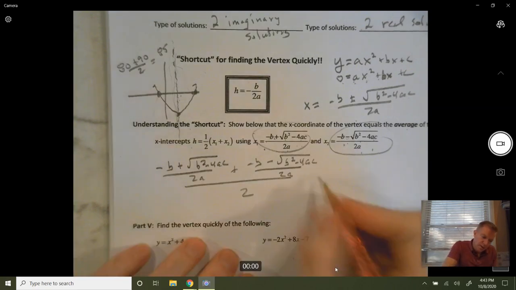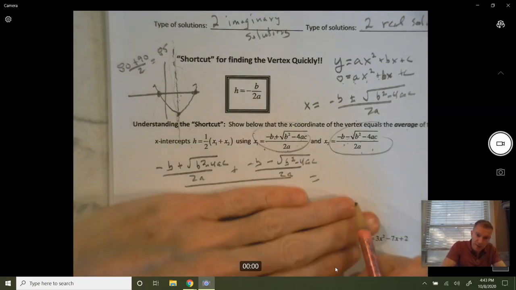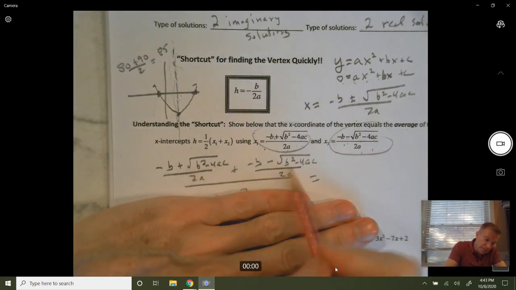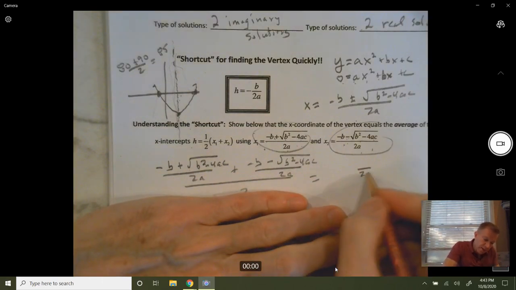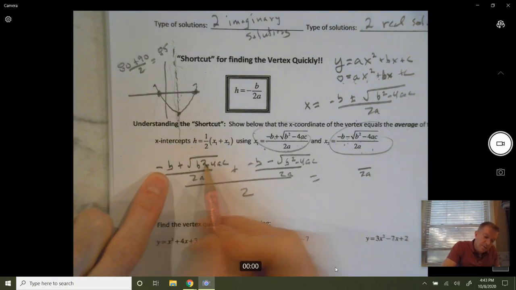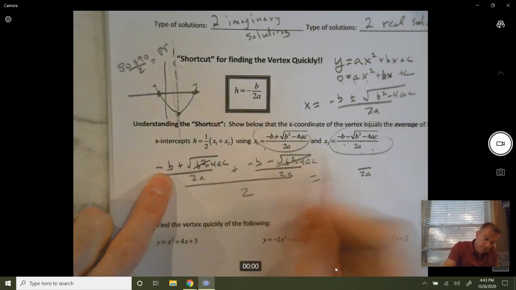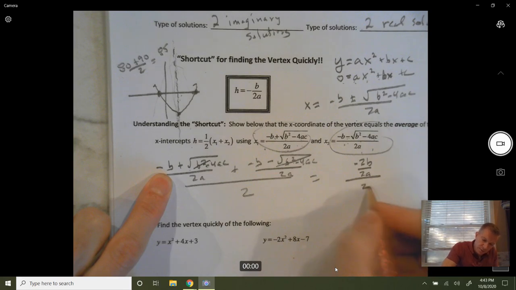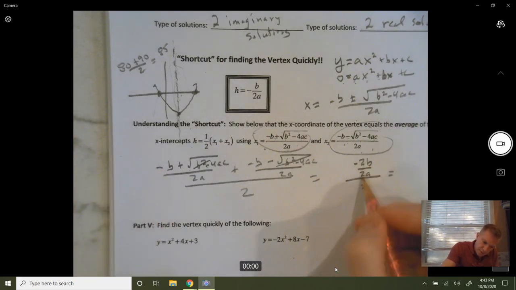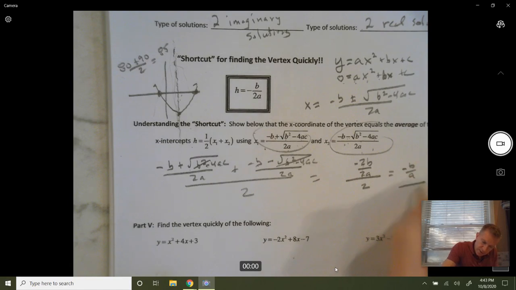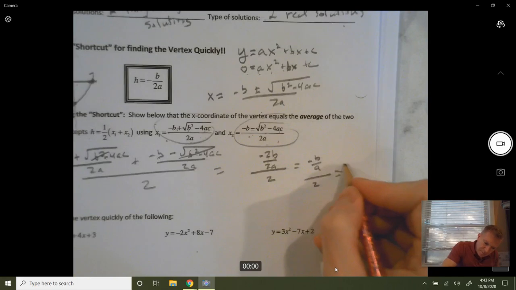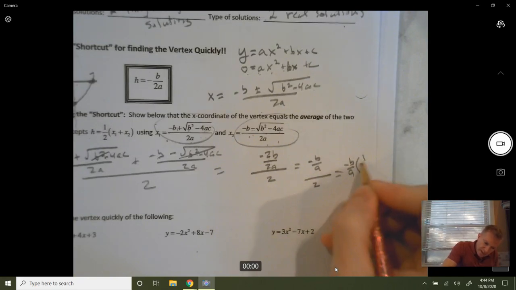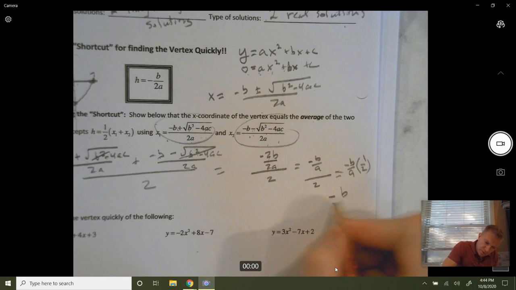Okay. Well, adding these together, let's just add the top together. Let's just take this and this. They already have common denominators, so it's over 2a. We've got opposite b plus this plus opposite b minus this. These two cancel. Okay. And then you've got opposite 2b over 2a, and we'll divide by 2, which is the same as, well, those 2's cancel. So opposite b over a divided by 2, which we could write as opposite b over a times 1/2. And we get opposite of b over 2a.